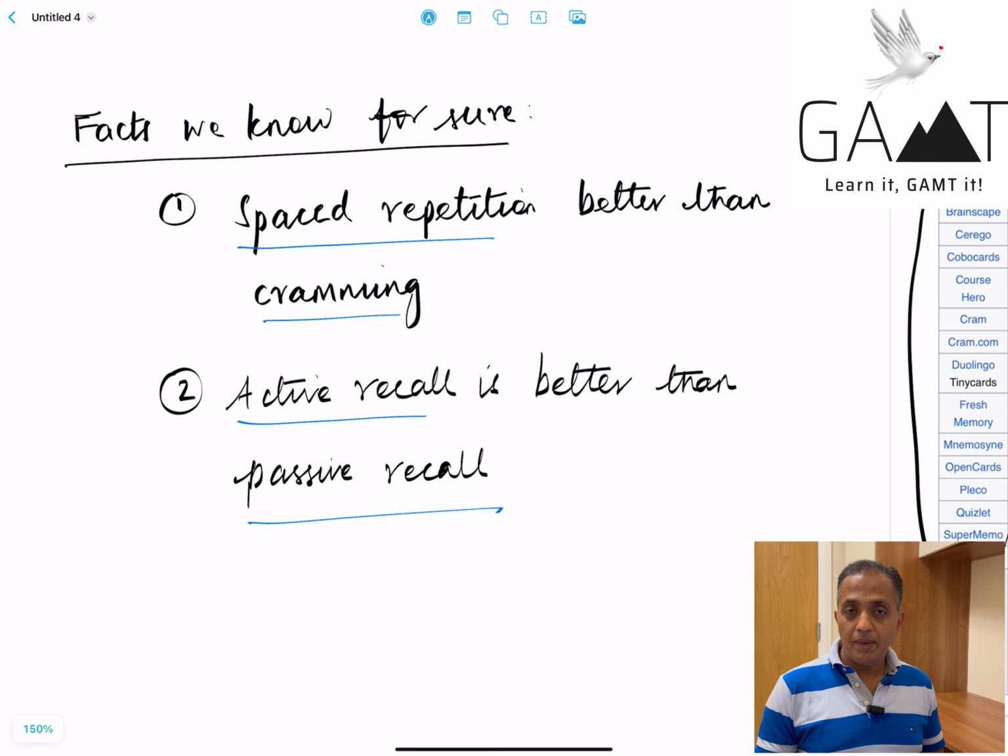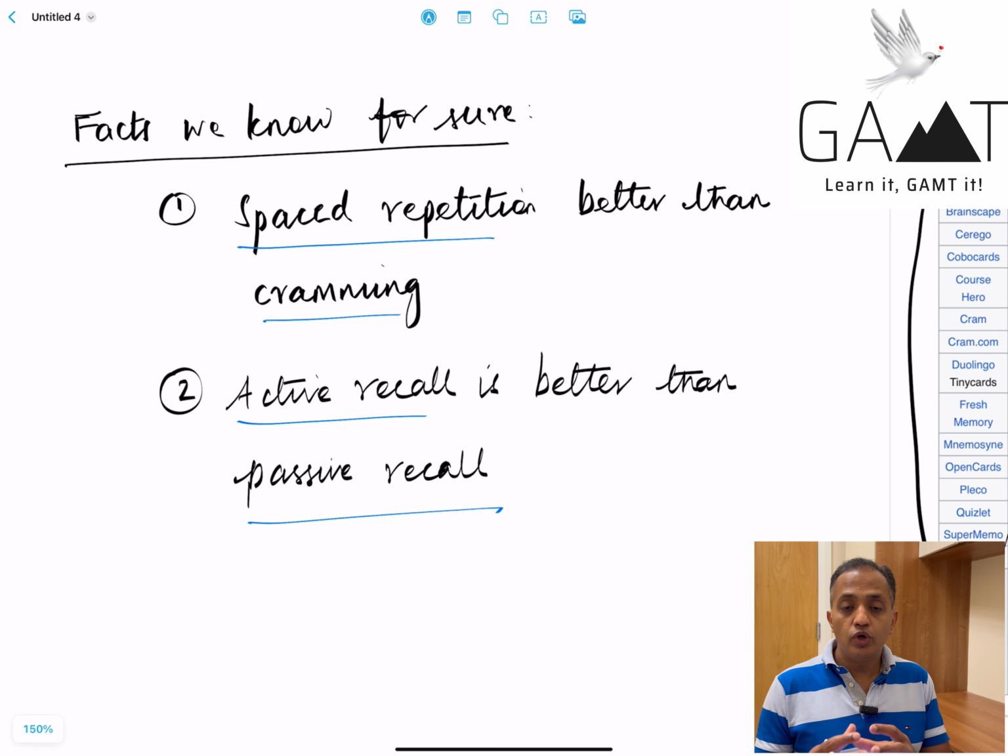Active recall is better than passive recall. That is understood. But what sort of active recall? So we looked at past MCQs, problem-based learning, teaching others. What method is better than the other? Again, we don't have a clear-cut answer for that. What we know for sure is that using any mnemonics or any memory technique is better than using nothing.